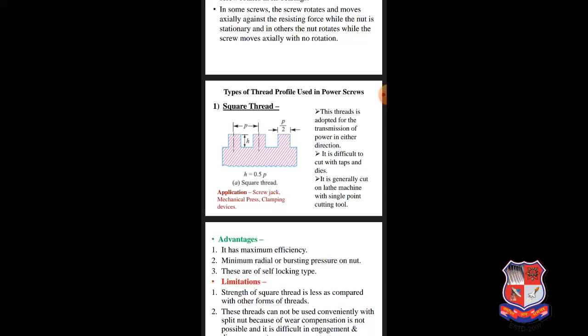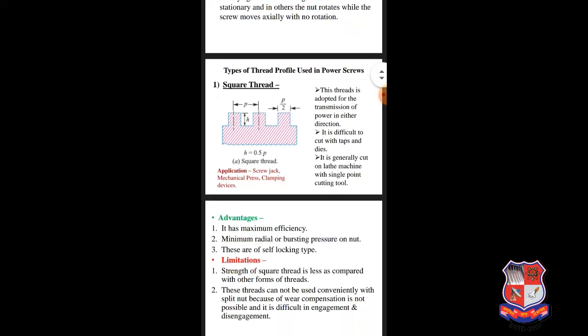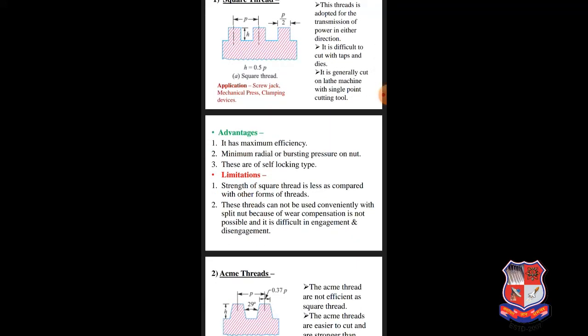The two important parameters are the pitch and the height. Height of the thread is equal to half of the pitch. And what is pitch? It is the distance between two consecutive threads, the starting of the threads or ending of the threads, or you can see the center of the threads. Advantages: it has maximum efficiency, minimum radial or bursting pressure, and also it is self-locking type. The most important advantage is its self-locking nature. Limitation: the strength is less. These threads cannot be used conveniently with a split nut because of wear characteristics.